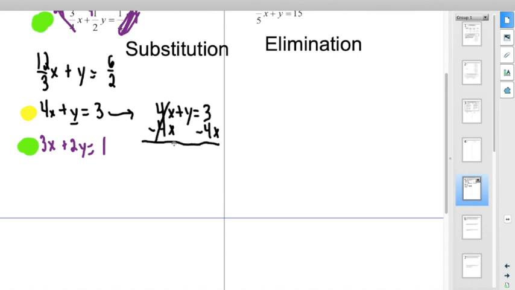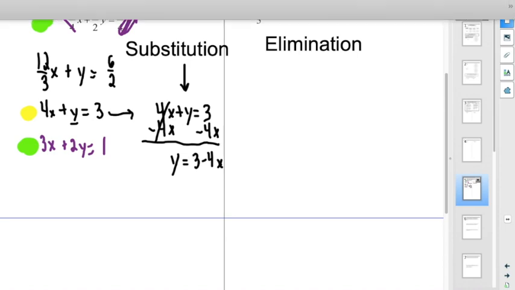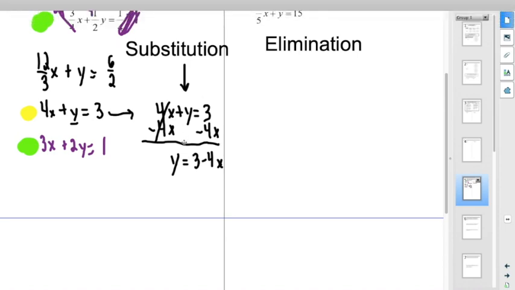Okay, this cancels out. I'm left with just y equals either negative 4x plus 3 or 3 minus 4x. You're going to get the same thing. Addition is commutative, so it doesn't matter which way I wrote this. So now I have y equals 3 minus 4x. Okay, that was my substitution method. And remember, substitution is just a little bit longer because now that I have y equals 3 minus 4x, I now need to substitute it back into these equations.